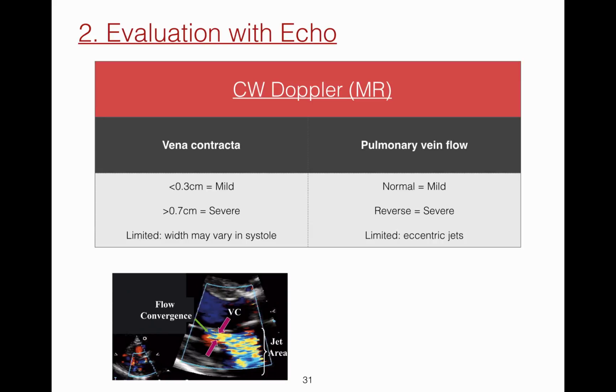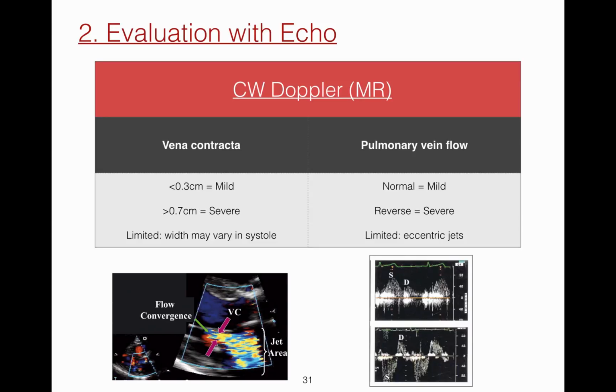Pulmonary vein flow. Normally, the pulmonary veins flow into the left atrium in systole and diastole. In the presence of severe mitral regurgitation, there may be flow reversal in systole. This measurement is also limited if there is eccentric mitral regurgitation. It may not extend as far as the right upper pulmonary vein, which is the vein most often seen with transthoracic echocardiography.